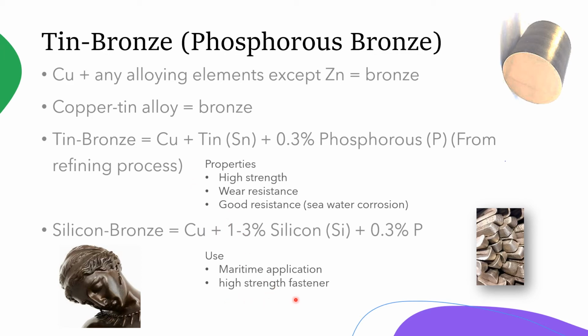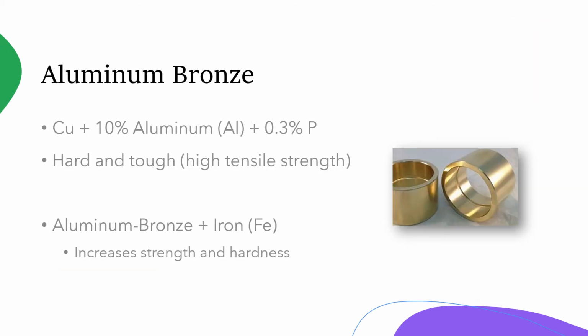Okay, so high strength fastener. We use silicon bronze. So here is your phosphorus bronze, and this is your silicon bronze. A little bit different. Go by the code instead of looking at the appearance. Aluminum bronze, the composition is copper and we have 10% aluminum. And then you have phosphorus.